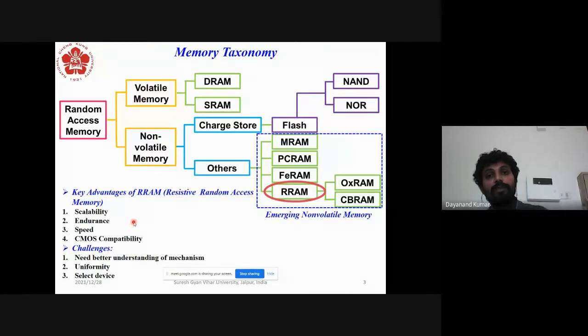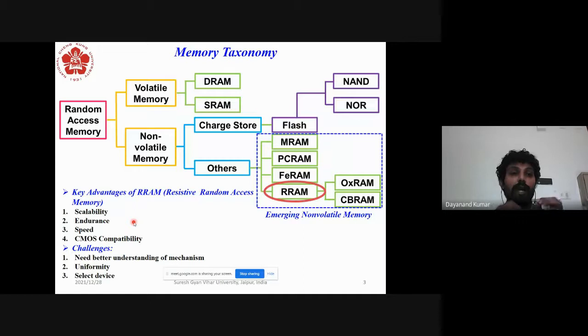So here, if we come to the memory taxonomy in the semiconductor industry, there are two kinds of memories available. One is the volatile memories. In volatile memory, there are different classes of memories, DRAM and SRAM. The DRAM is the dynamic random access memory, and SRAM is the static random access memory. The DRAM is what people currently use in the computer. If you have heard of DDR3, DDR4, that is the DRAM. This is the main memory of the computer. But the main problem is that it is volatile memory.